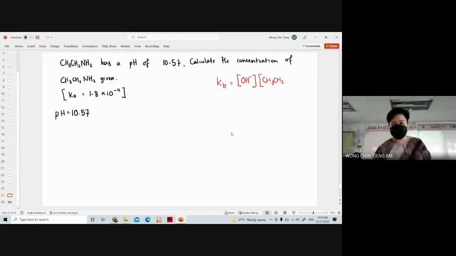CH3, CH2, NH3, tak ada bla bla bla. Saya tak pernah tulis bla bla bla kat sini by the way. Bla bla bla saya kat jawapan akhir je. Alright. So you have your KB value calculated. Kamu dah ada KB value.